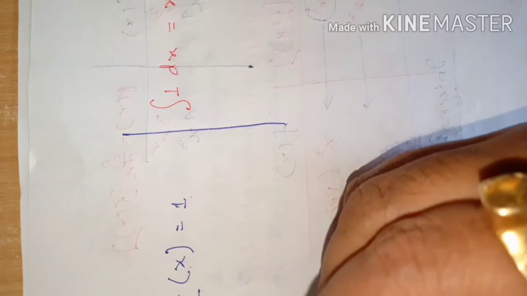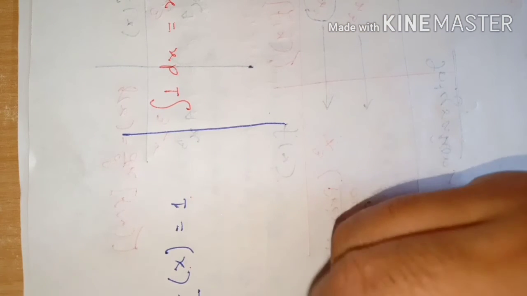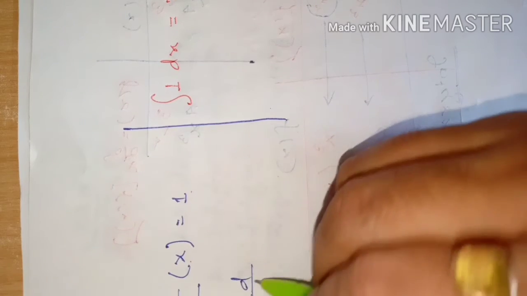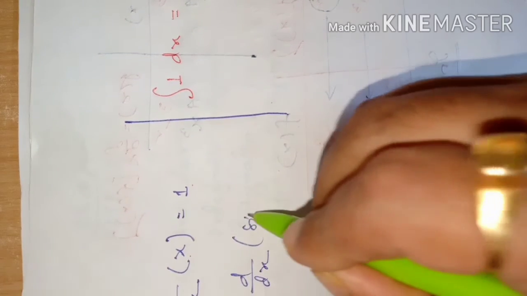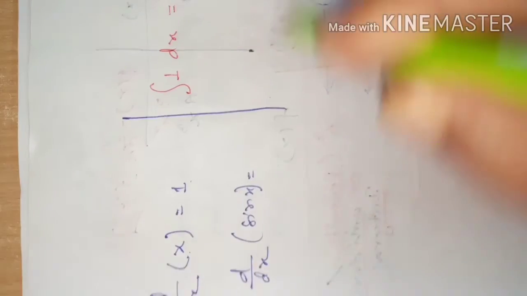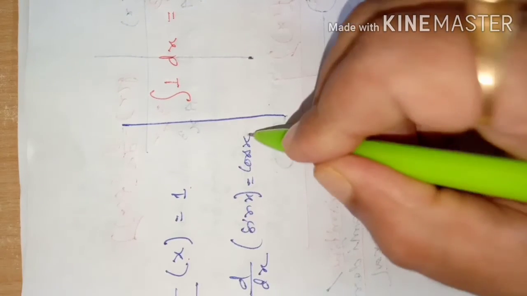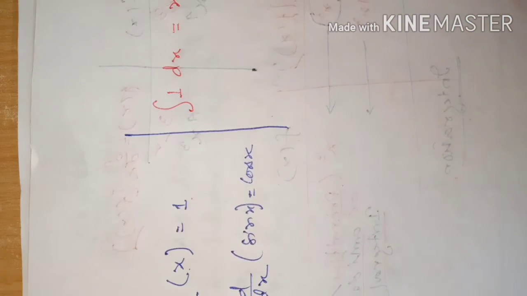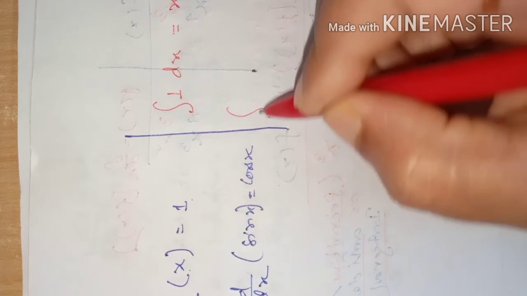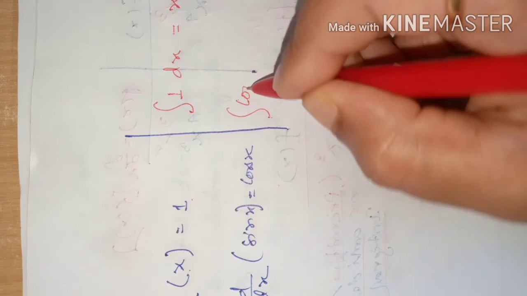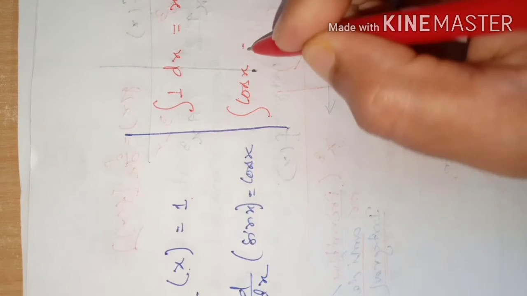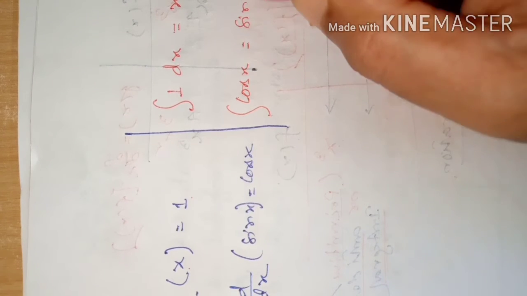Say another example I can give you, secondly, suppose d/dx of sin x is equal to cos x, means the derivative of sin x is cos x, then the antiderivative, means the integral of cos x, will be sin x.